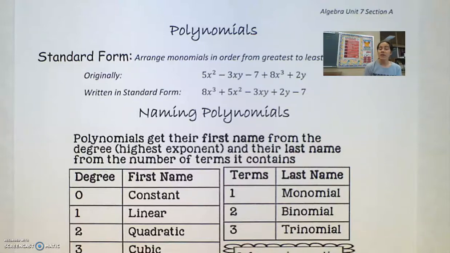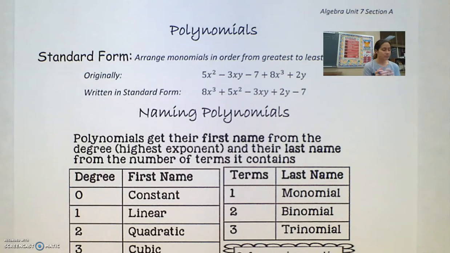Hi everyone, today we're going to be starting our unit over polynomials, and this is one of my favorite units. So I hope you enjoy this unit too, but we do need to start with learning what polynomials are. Unit 7, Lesson A, is really just talking about what polynomials are, how you should write them, how we're going to name them. That way when I'm talking about them this unit, you know what I'm referring to.